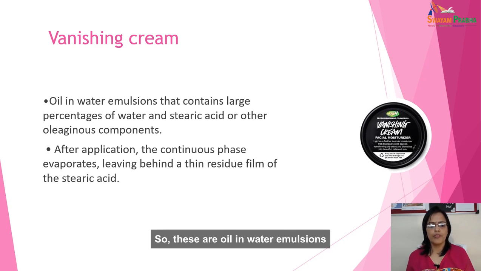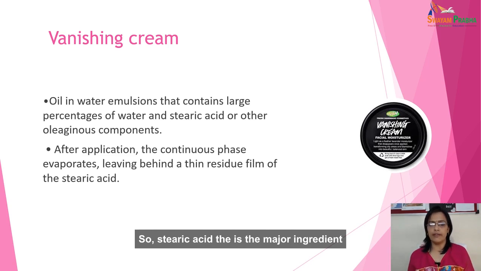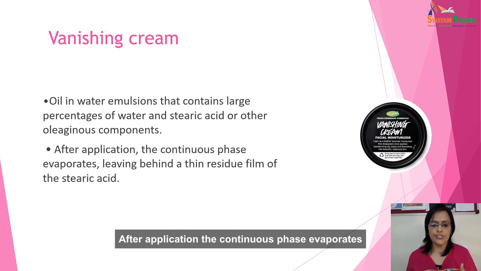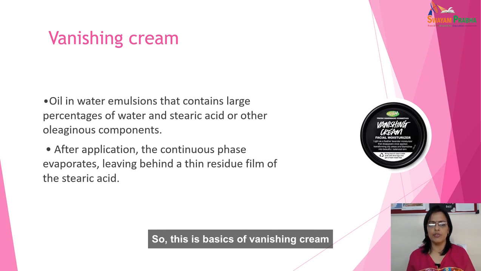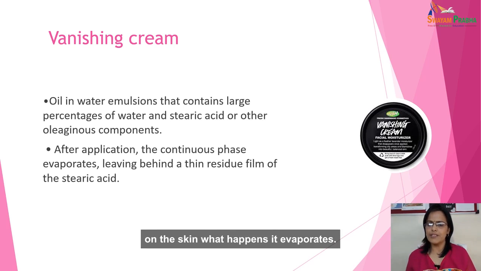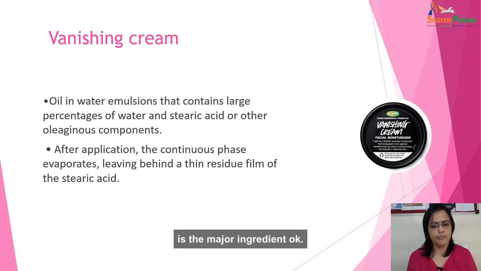These are oil in water emulsions that contain a large percentage of water and stearic acid. Stearic acid is the major ingredient of vanishing cream, along with other oleaginous components. After application, the continuous phase evaporates, leaving behind a thin residue film of stearic acid. So this is the basics of vanishing cream. When it is applied on the skin, it evaporates and leaves no residue. And second, stearic acid in water is the major ingredient.